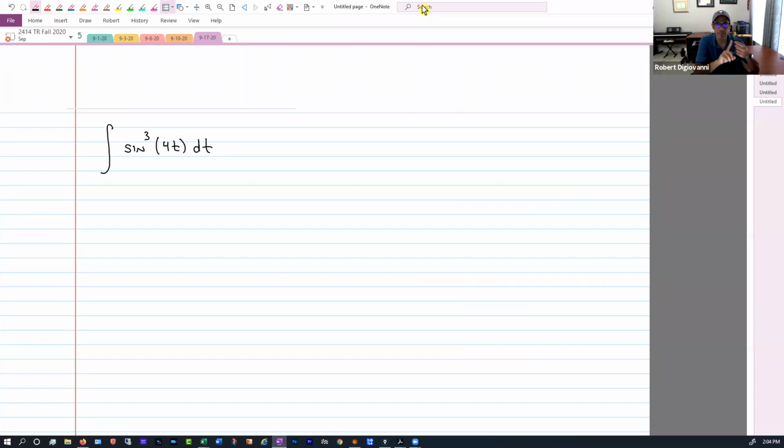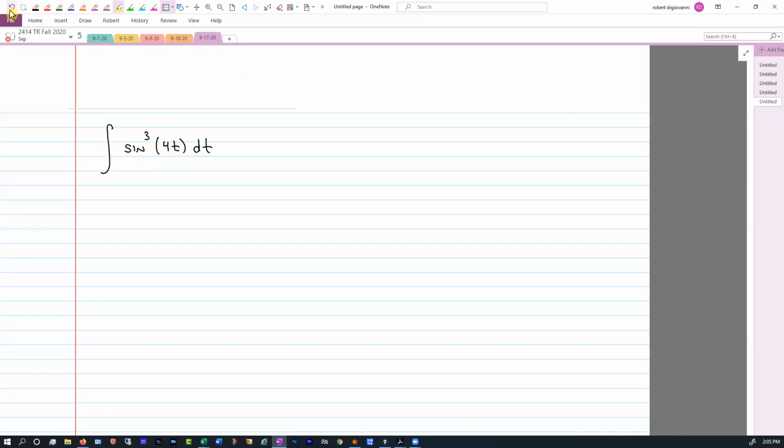Basic U sub? Basic U sub, no, right? I don't see something and its derivative. Integration by parts? You could maybe let this whole thing be your U and let dv be dt. But now that we're talking about trig integrals, you should have a little light bulb that goes off, says, I see trig, I see nothing but trig. This is a trig integral. How do we do trig integrals? Here's how we do it.